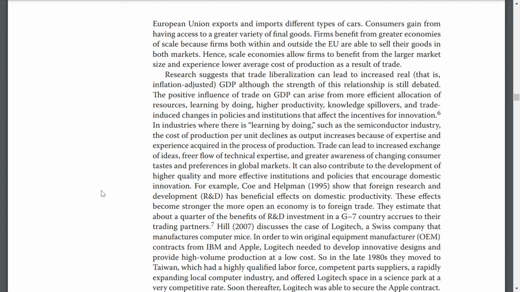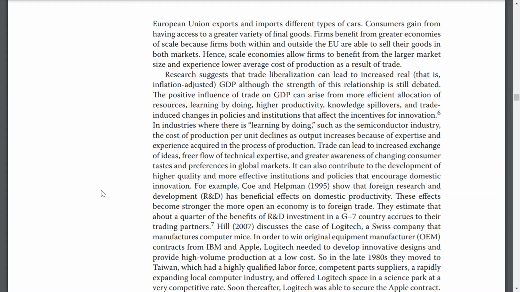GDP. Although the strength of this relationship is still debated, the positive influence of trade on GDP can arise from more efficient allocations of resources, learning by doing, higher productivity, knowledge spillovers, and trade induces changes in policies and institutions that affect the incentives for innovation.